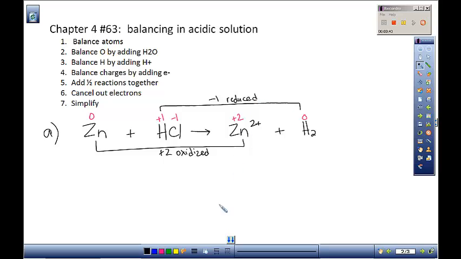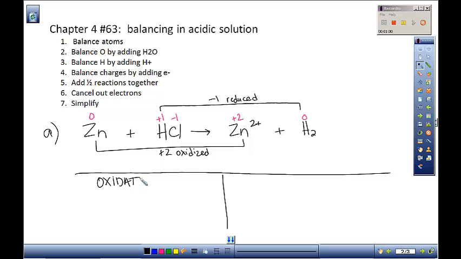We want to separate out the half reactions. So I typically draw in kind of a dividing line to separate them out. So this is the oxidation half reaction. And this is the reduction half reaction. Okay, so the substance that's been oxidized is zinc being converted to zinc ion.